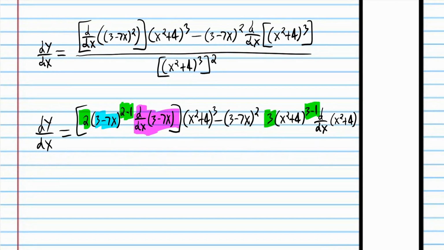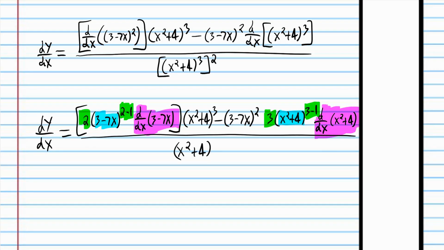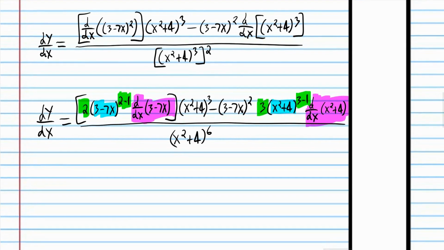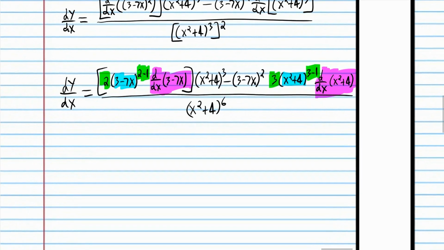So derivative of the outside function, keep the inside function unchanged, and multiply by the derivative of the inside function. And continuing with the quotient rule, I'm going to use exponent rule number 5, which means that we can multiply these exponents to get 6, raising a power to another power. Okay, so now we can simplify.